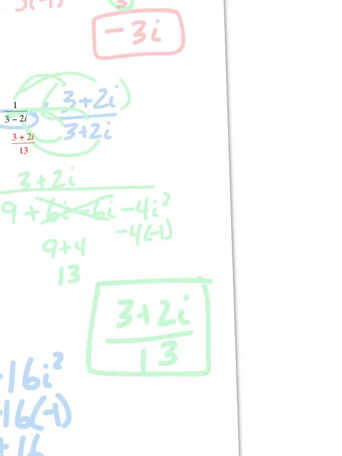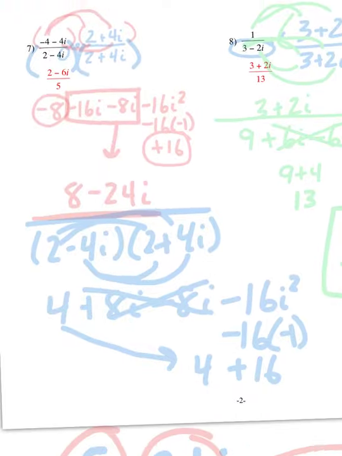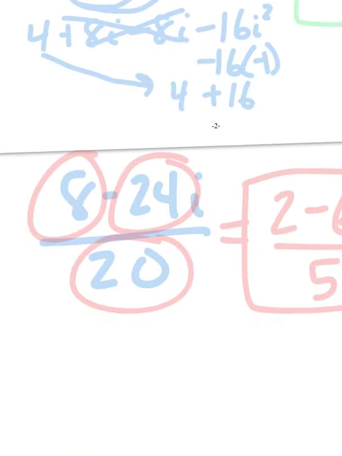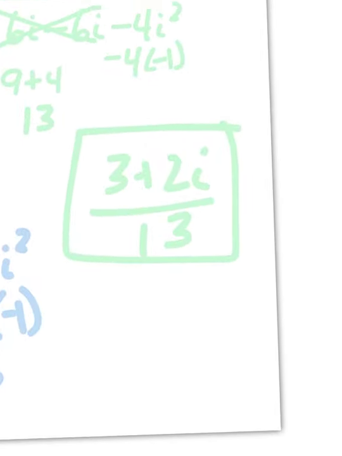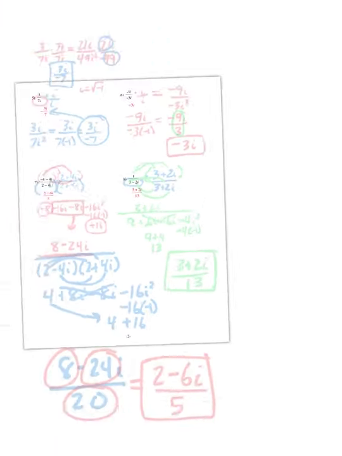Now, unlike the previous problem, which I'll scroll back over there for you, this was the previous problem. As you can see, it simplified down because everything was divisible by 4. But on this one, nothing can go into 3, 2, and 13. So that ends up being our final simplified answer.